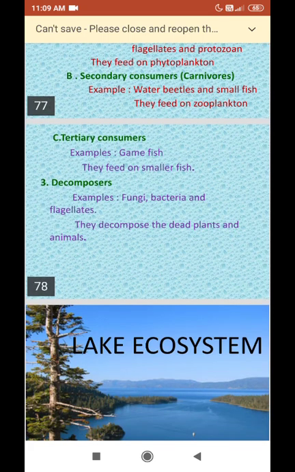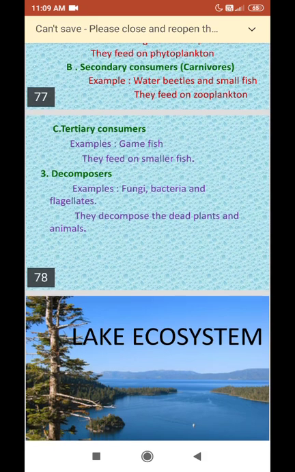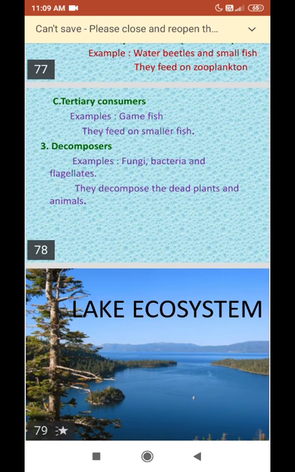And then third one is the decomposer. Here always the fungi and bacteria and flagellates are the decomposers over there. They decompose the dead plants and animals.